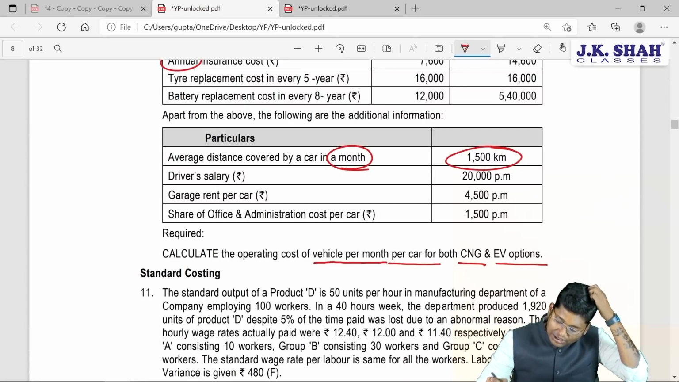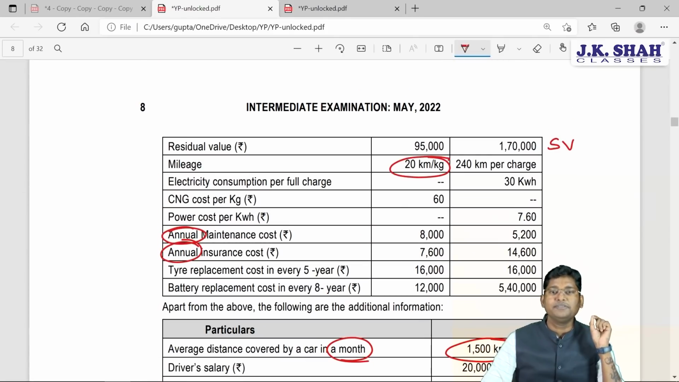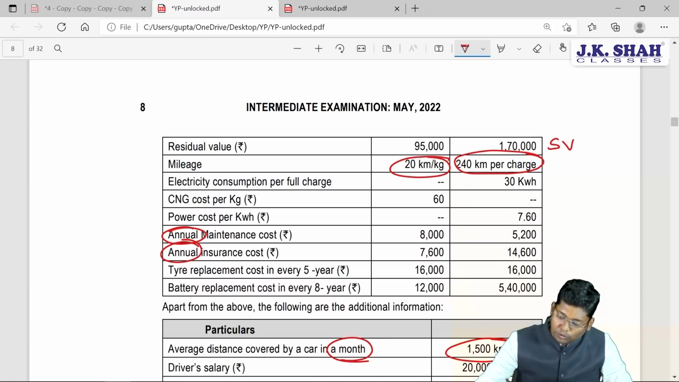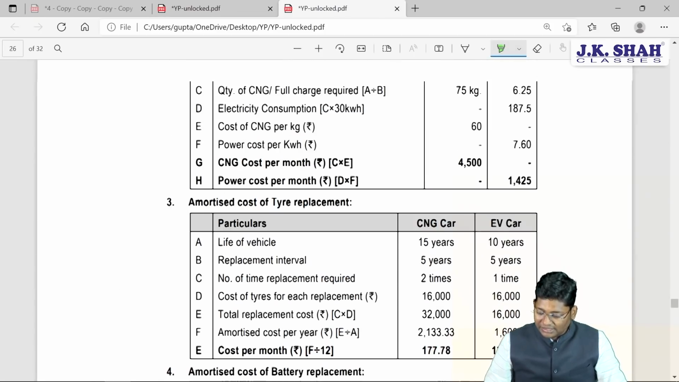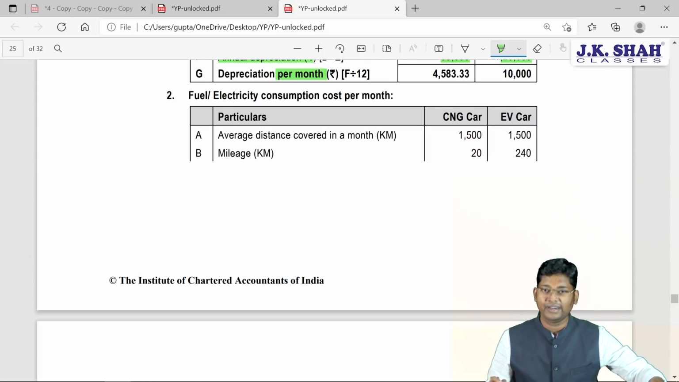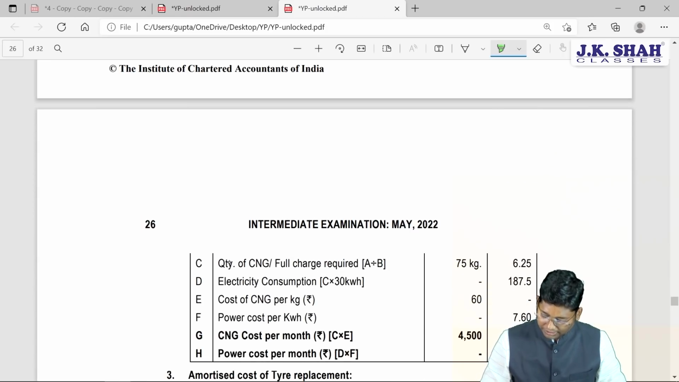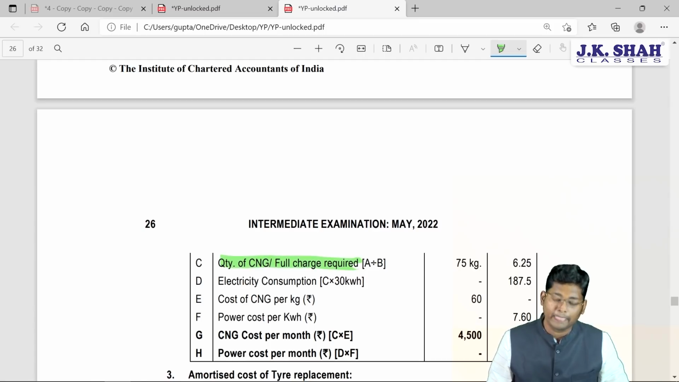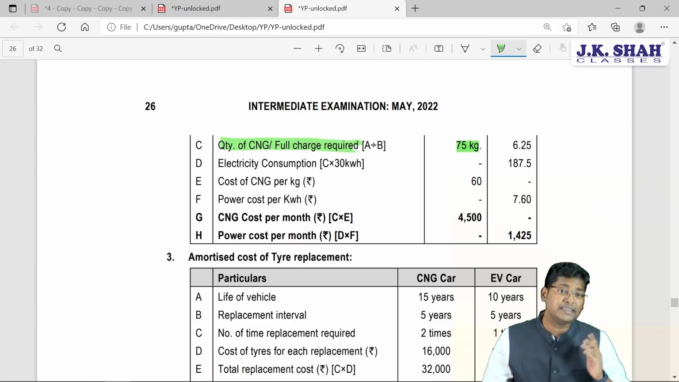What is the mileage given? Mileage information is also available with us. Per kilogram of CNG gives you 20 kilometer mileage, and per charge gives you 240 kilometers mileage. So mileages are recorded. Now distance and mileages are recorded, and when you divide the two, like 1500 divided by 20 and 1500 divided by 240, you are going to get the quantity required of the fuel. So fuel quantity required according to the given mileage is 75 kg as far as CNG is concerned, and 6.25 charges for the EV.